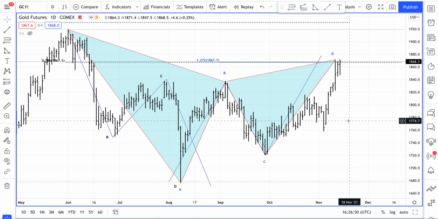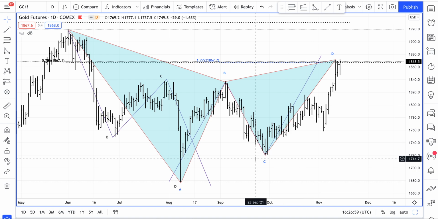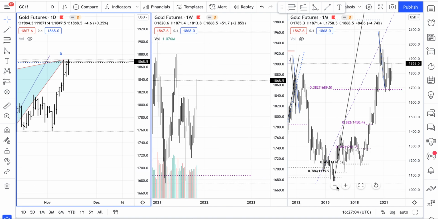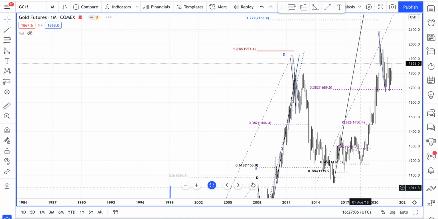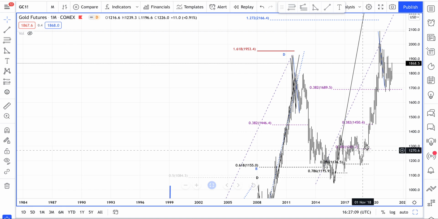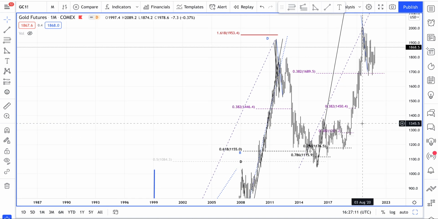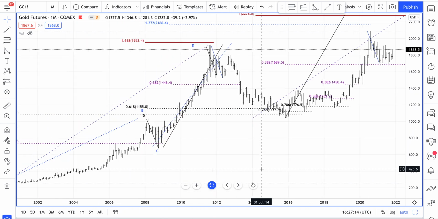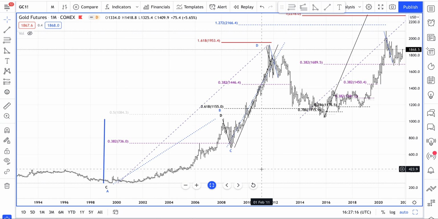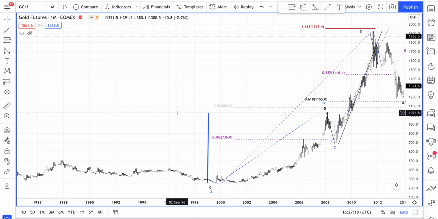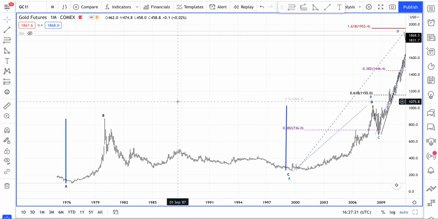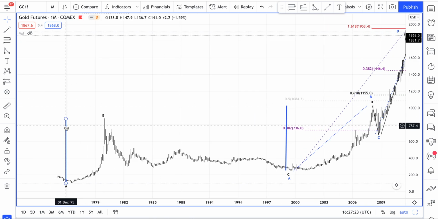We will delve deeper into the daily chart, but today what I would like to do is actually look at gold at a much longer time frame. So we will take a look at the gold chart on a monthly basis, and then we'll zoom in to the daily chart. So here we have the chart of gold going back several years. Here we go back to the 1970s actually.